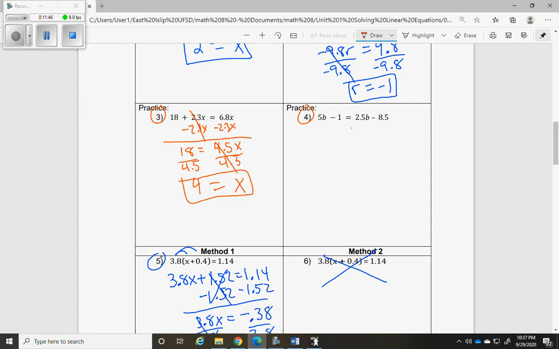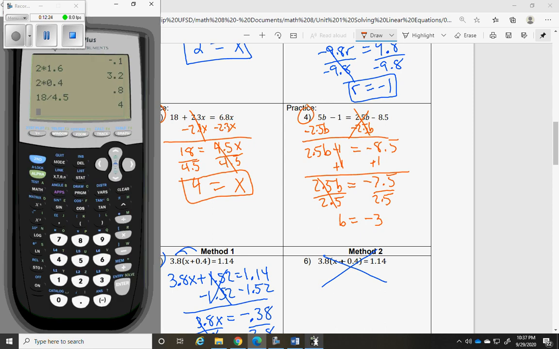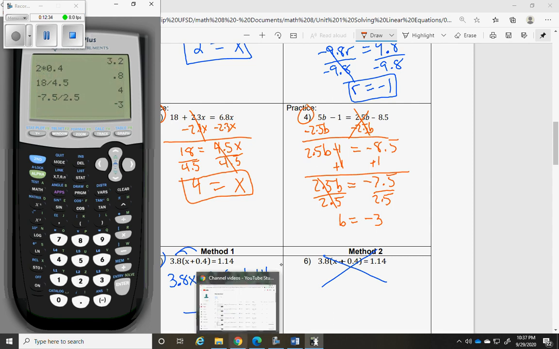On this one, I will subtract the 2.5b from both sides. And I'm left with 2.5b minus 1 equals negative 8.5. Add 1 to both sides. 2.5b equals negative 7.5. Divide both sides by 2.5. So b equals negative 3. And again, if you don't believe me, negative 7.5 divided by 2.5 is negative 3.